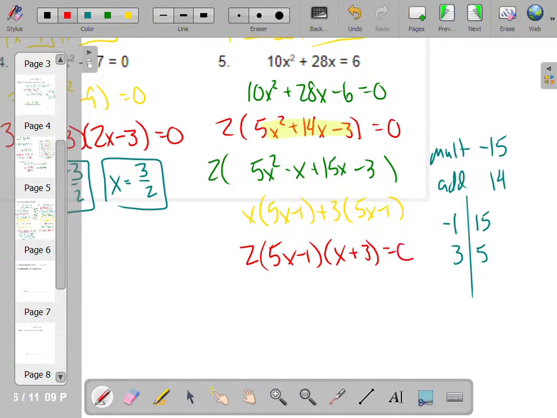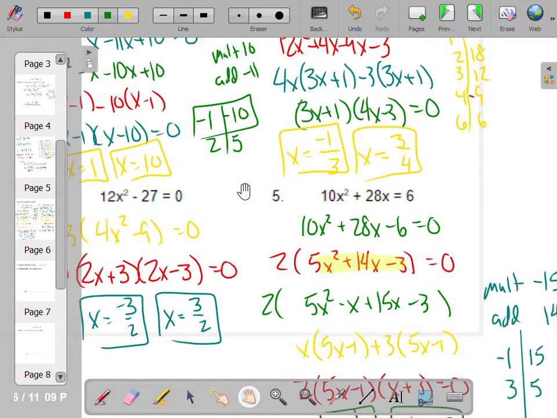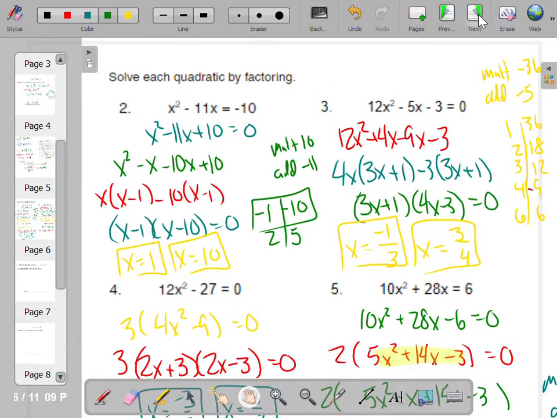There we go. I want to know when these equal 0. So I've got a little mini equation here. I'd add 1 and divide by 5, so 1/5. And I would subtract 3, so negative 3. Those are my zeros, or solutions to the equation in this problem. Cool, that's solved by factoring. Let's see what else we got.